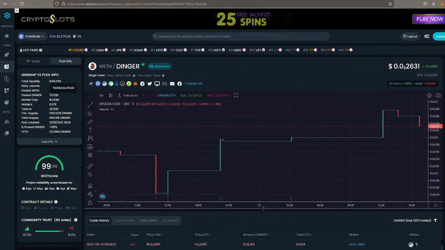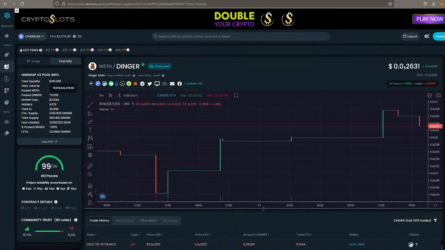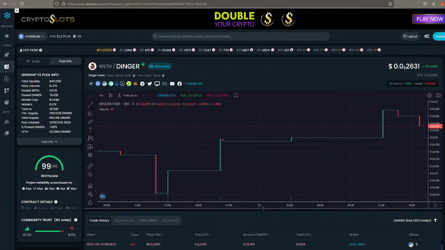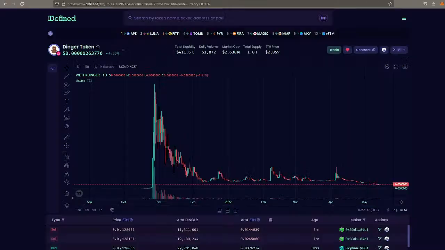To buy Dinger, you have to add Ethereum to the liquidity pool and remove Dinger from the liquidity pool. That means now there's more Ethereum, less Dinger. So each one of those Dinger tokens represents a higher cost because there is more Ethereum paired with that less Dinger. So that's just a general high-level overview of liquidity and what it's actually representing here.